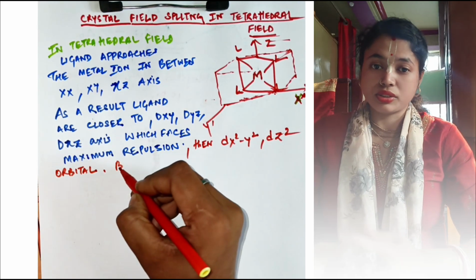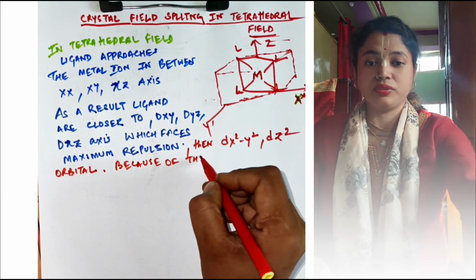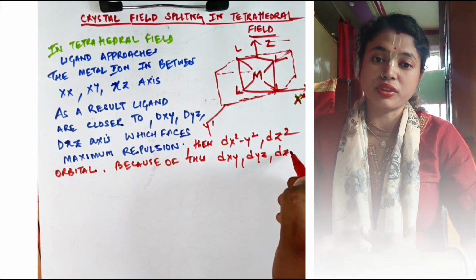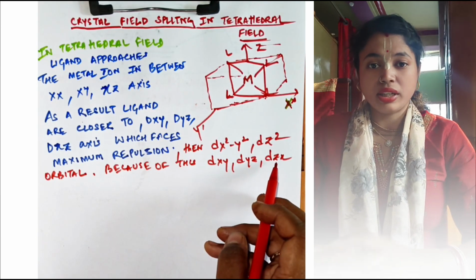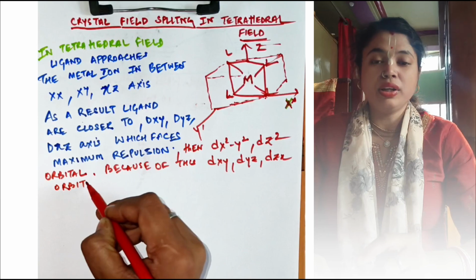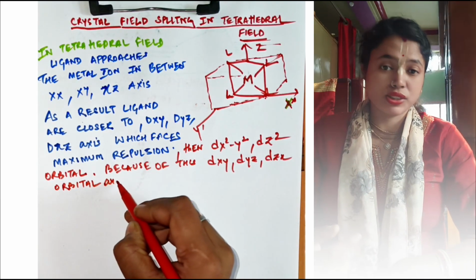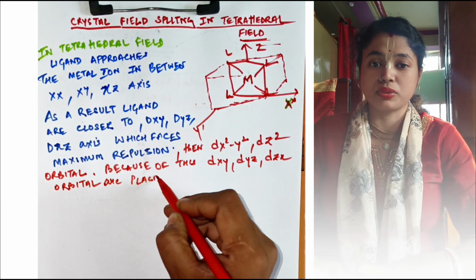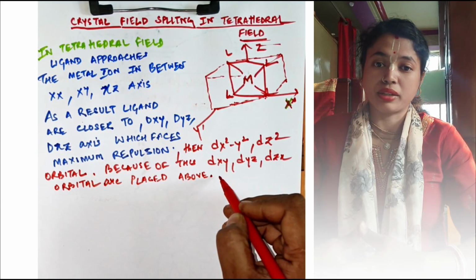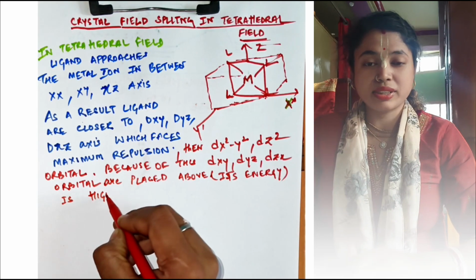Okay, so because of this, dxy, dyz and dzx, these orbitals face maximum repulsion. Okay, so these orbitals are placed above, and their energy is high.